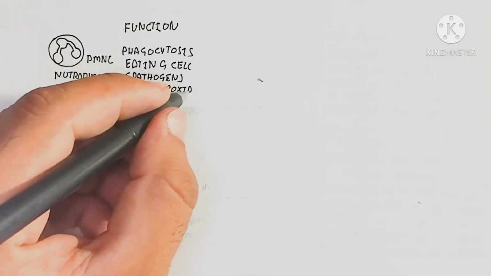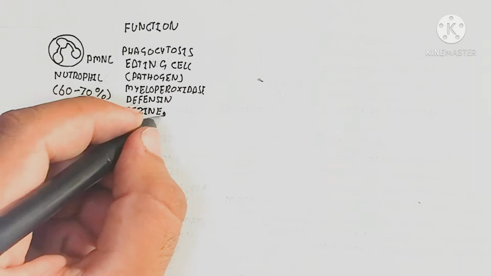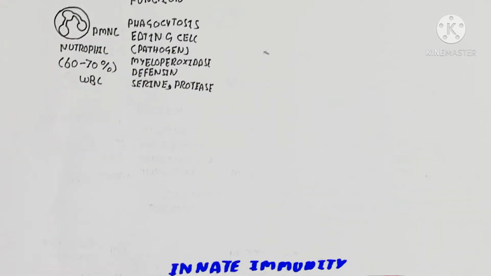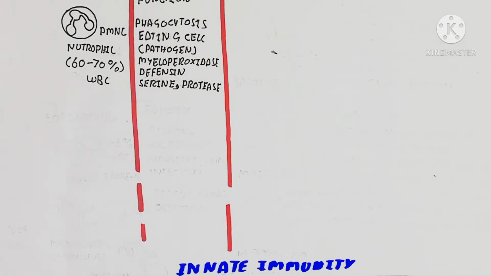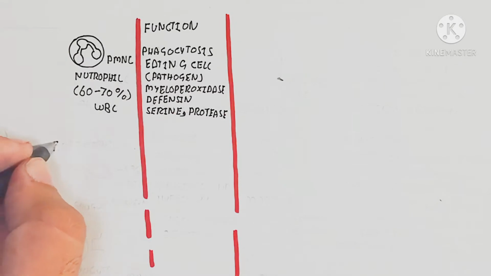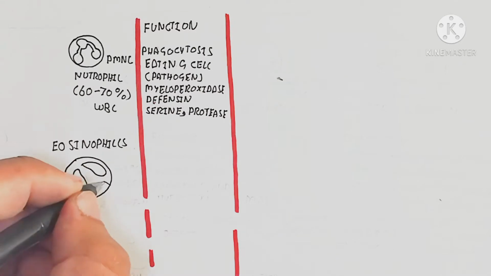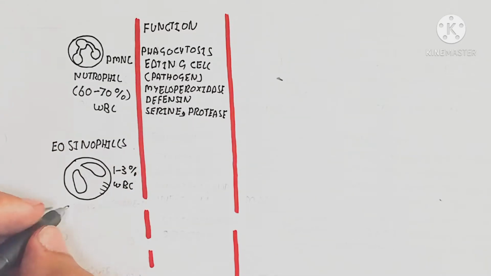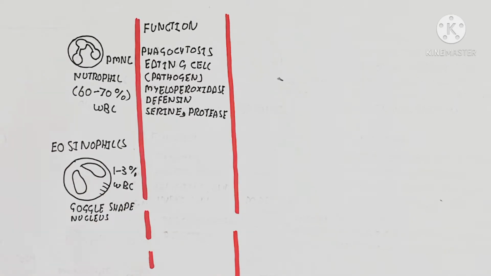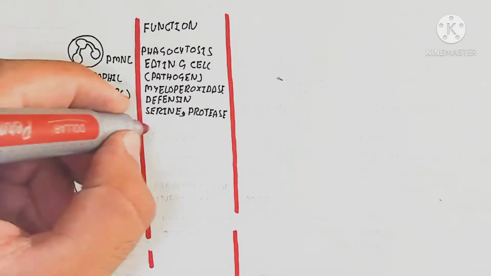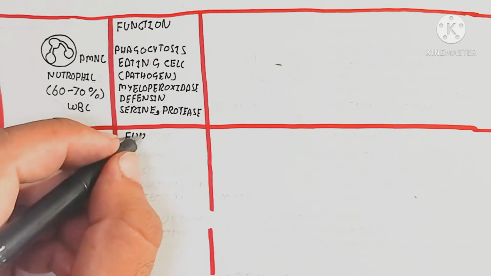The function of the neutrophil is phagocytosis, an eating cell, so the pathogen is coated with antibodies of the antigen, that is opsonization, to be engulfed and killed by hydrolytic enzymes, lysozyme, myeloperoxidase, defensin, and serine protease enzymes. That is part of the innate immunity. So the neutrophil is important, the most abundant cell, while the eosinophil is 1 to 3%.